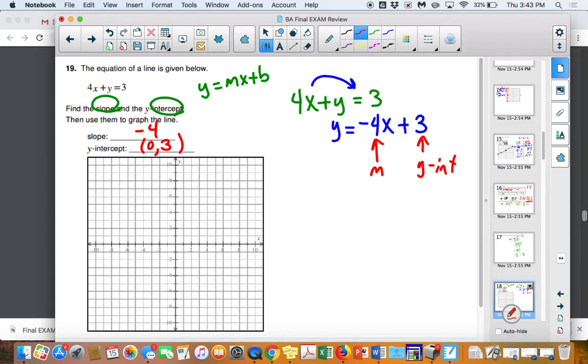And it does say graph it. So we need to start at the y-intercept, positive 3, up here, and then slope is negative 4. Slope is most useful when you write it as a fraction, so put it over 1. That means we're going down 4 to the right 1. So from my dot, I go down 4, 2, 3, 4, and to the right 1. So I can connect those two, and I should be good to go. And that's it.